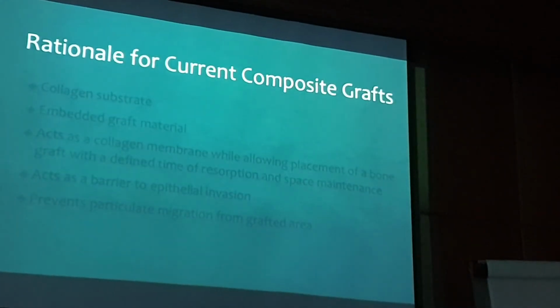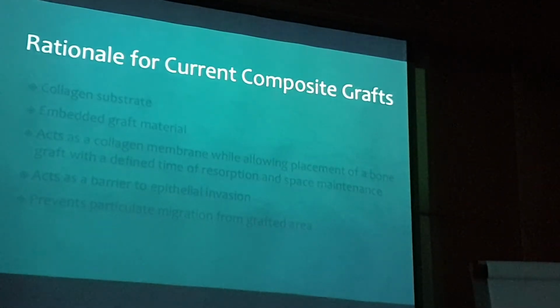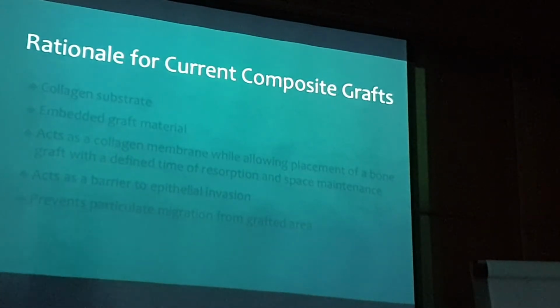So what is the rationale for what we call the current composite grafts? First rationale for composite grafts.